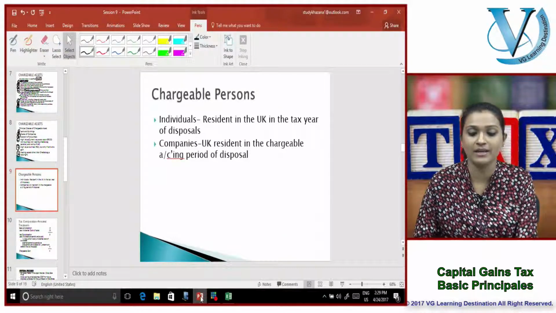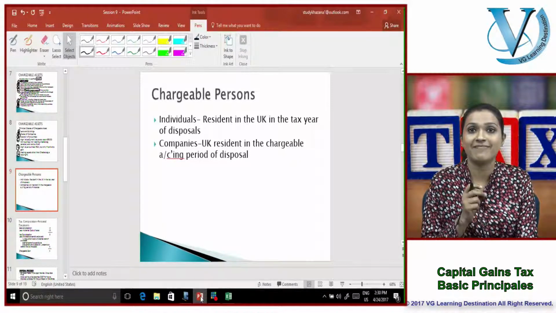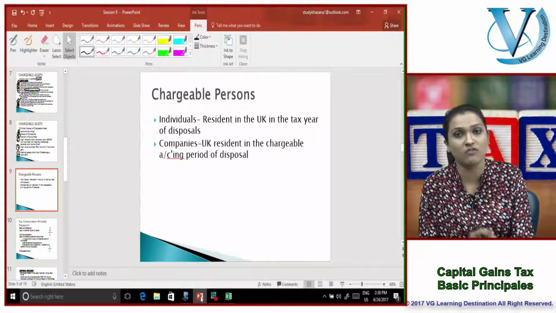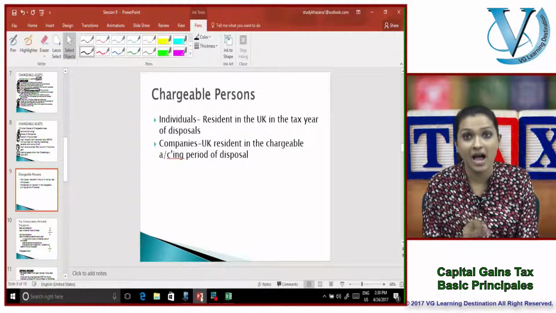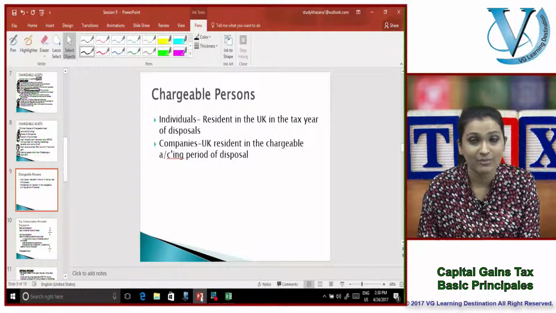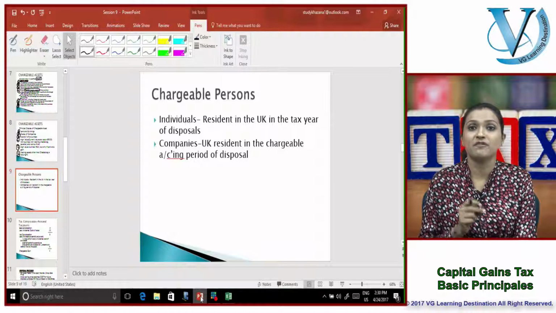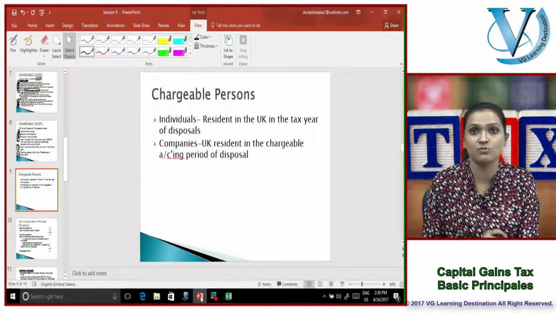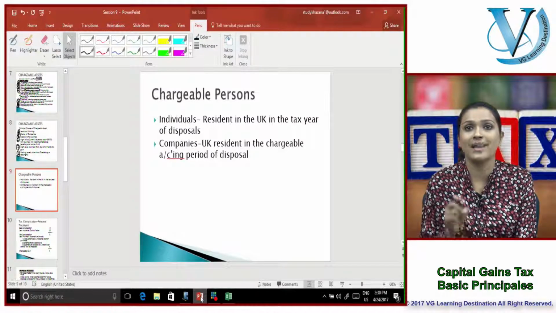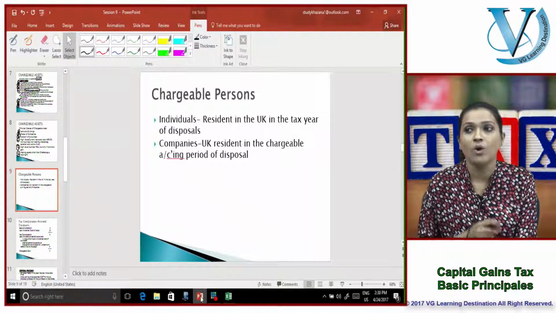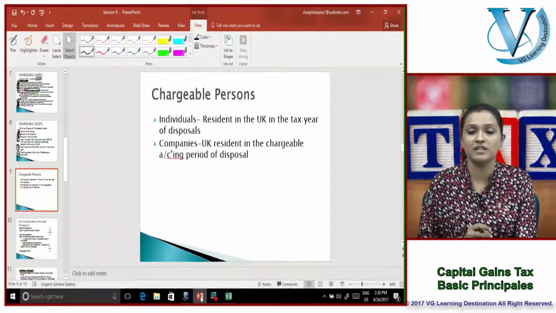Chargeable persons are what? They are individuals. If they are residents of the UK and you've made a gain on disposal of a chargeable asset, you are liable to pay capital gains tax to the UK government. Similarly, for companies, if it is a UK resident company, again making a chargeable disposal and a chargeable gain, you are liable to pay capital gains tax to the UK government. Definitely, chargeable persons are people who are residents of the UK.